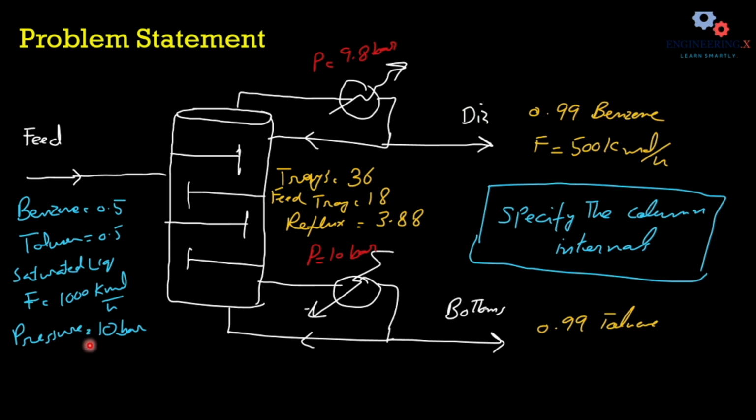So for this problem, first we will solve it for material and energy balance, and then we will perform column internal analysis, and specify the design of internal stages. Okay, so let's move to Aspen HYSYS.